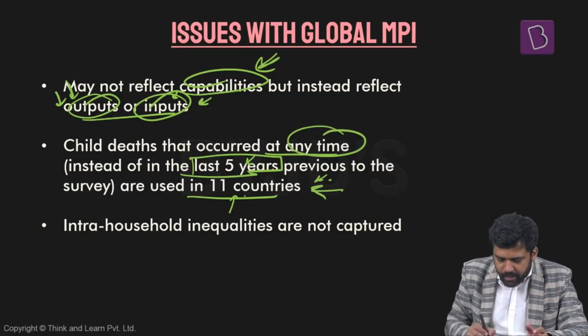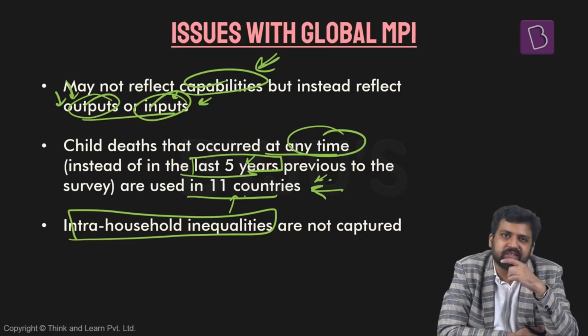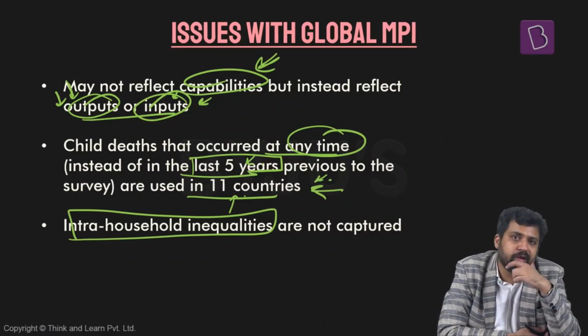So it might not give you the exact estimates. Apart from that, you don't have an idea about inter-household inequalities. Within the household, inequalities exist. Some are poorer, some are not. Look at any typical household. Usually, females might be poorer as compared to their male counterparts. Generally, that is the case.